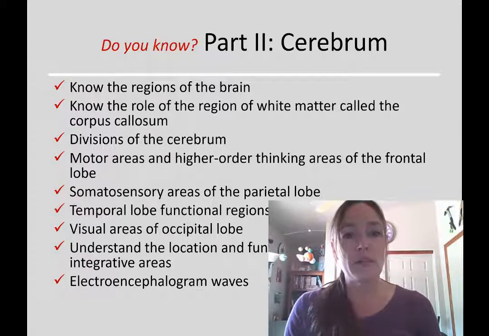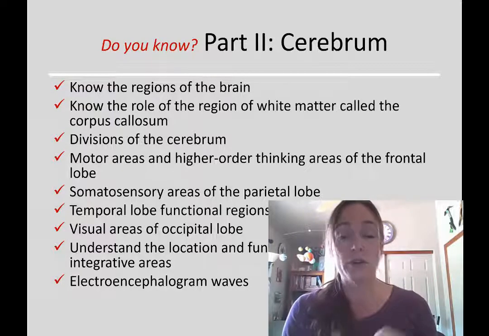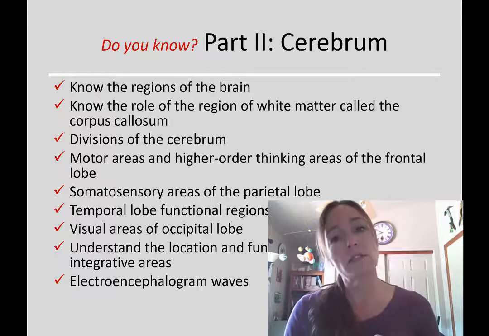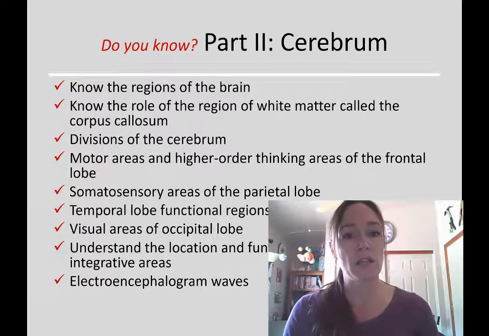The region of white matter that's the most recognizable within the brain, there's lots of white matter regions, but the one that's most recognizable is the corpus callosum. This is connecting the right and left sides of the brain. It is filled with axons that transmit information side to side within the brain.